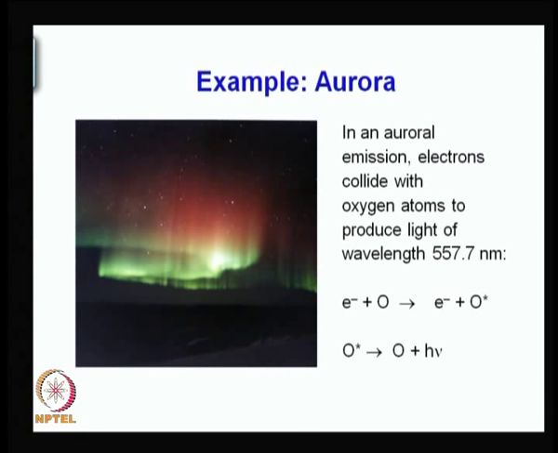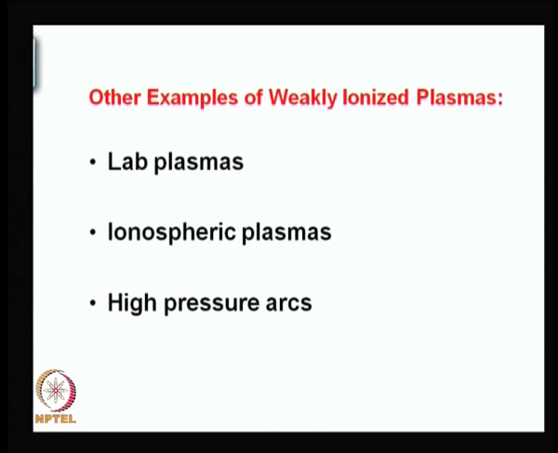There are many examples of weakly ionized plasmas around us. I have taken up the example of an aurora. In an auroral emission, this kind of aurora, the one that I have taken up, I am showing you the picture. Electrons collide with oxygen atoms to produce light of wavelength 557.7 nanometer. This is a weakly ionized plasma. Other examples of weakly ionized plasmas are plasmas in the laboratory, ionospheric plasmas, high pressure arcs.